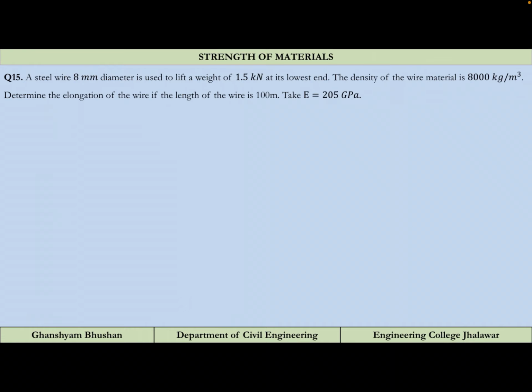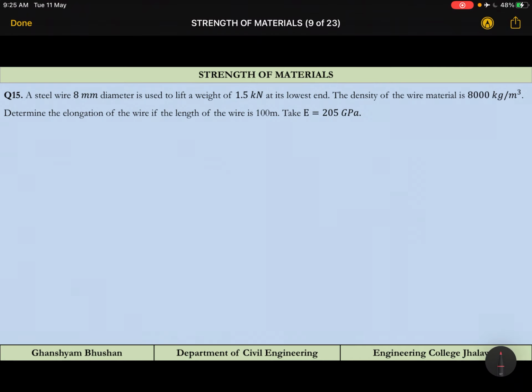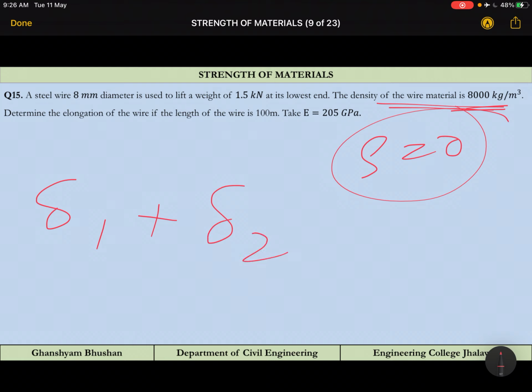Now let us try to solve this problem. A steel bar wire of 8 mm diameter is used to lift a weight of 1.5 kilonewton at its lowest end. The density of the material is given as 8000 kg per meter cube. We have to determine the elongation of the wire. In the previous questions, this density of the material was not mentioned, so we used to take it as 0. Now it is mentioned, so we have to take the self weight into consideration. So there will be delta 1 plus delta 2, this is due to weight, this is due to load.